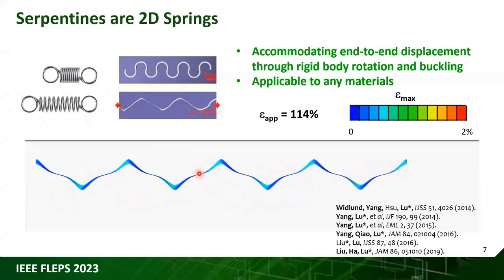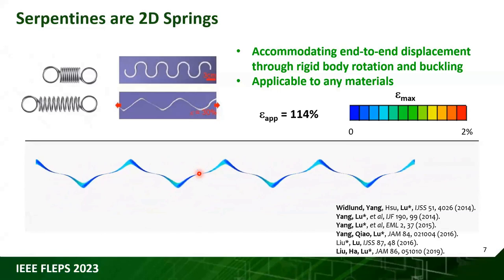Yeah, great observation. But you're saying that this is applicable to all materials, but I guess it depends that you must have that rotation. I mean, if you have a very stiff material like iron, you can't do that. Oh, this is actually a thin film serpentine ribbon. You can build an iron ribbon like this. It will still behave like this. But that's a very good point.